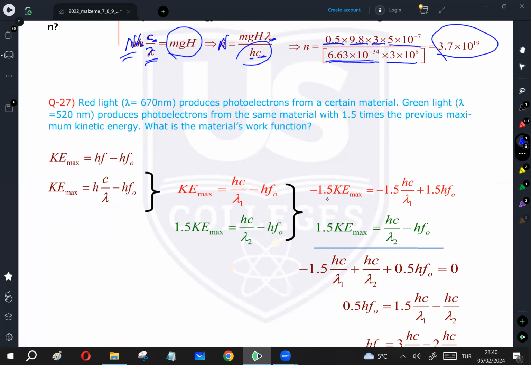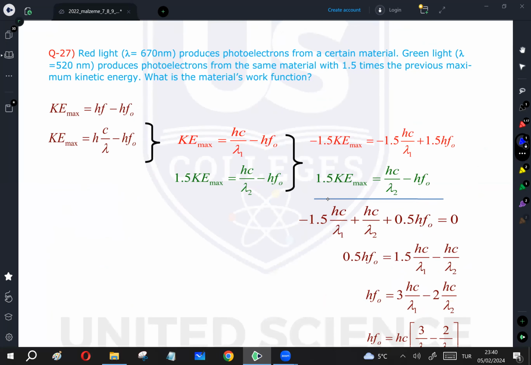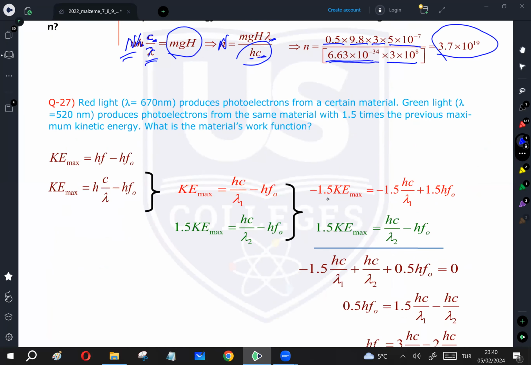Question number 27 is also another one which is asked frequently. It's more about mathematics, and it's not mostly about physics, just a part of physics. Red light of wavelength 607 nanometer produces photoelectrons from a certain material. First light is red, and then green light, the wavelengths are different as you see. Green has a shorter wavelength, and produces photoelectrons from the same metal. It's the same metal again.